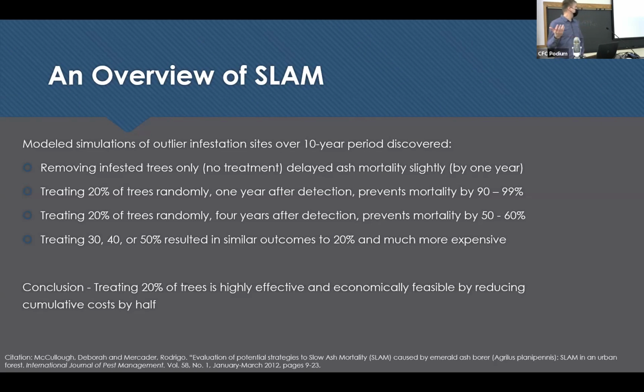So the conclusion of the study: treating 20% of the trees was highly effective, economically feasible, and it reduced the cumulative costs by over half.